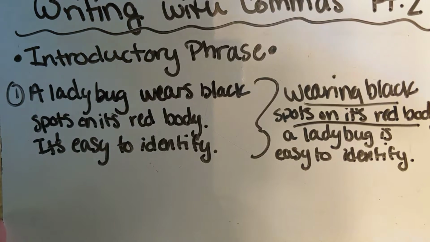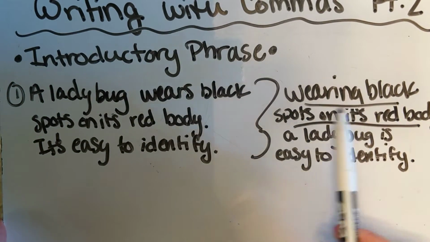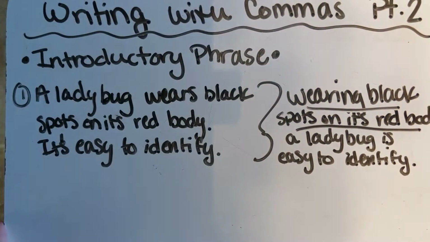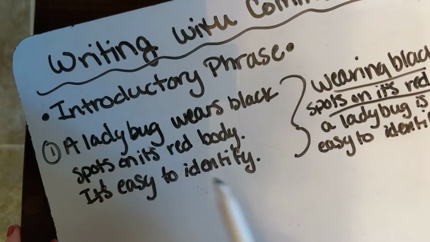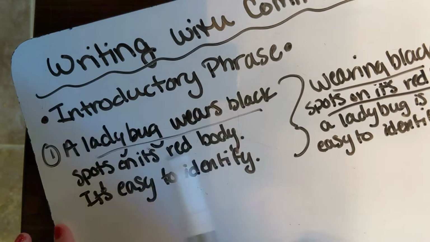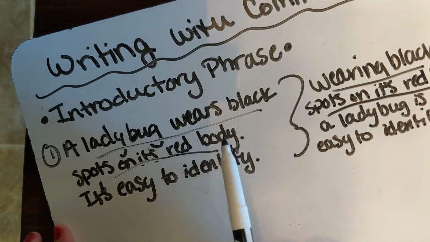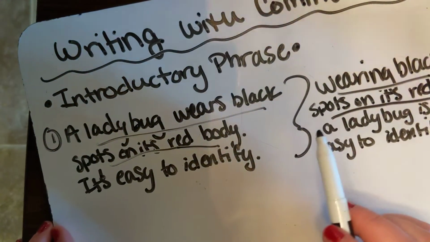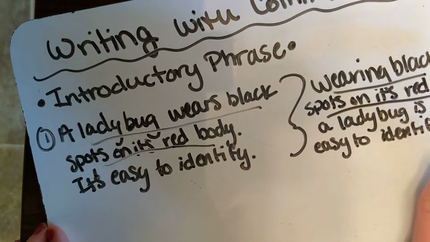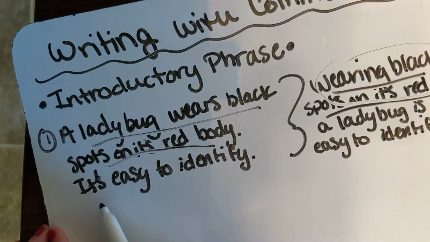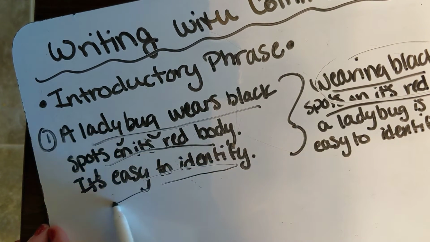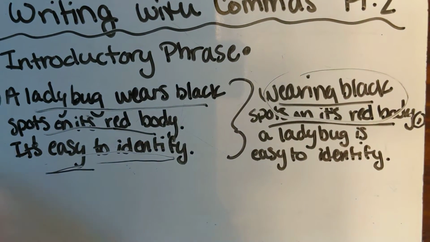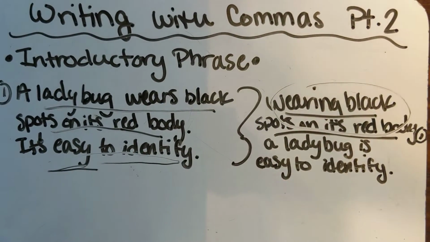So you just have to decide what is the important part of these two sentences for your introductory phrase. So we determined that a ladybug wearing black spots on its red body is probably the important part of the sentence, so we're going to use that as our introductory phrase here. And then we also want to make sure to include the second sentence here, and so we put that following the introductory phrase. Let's look at another example.